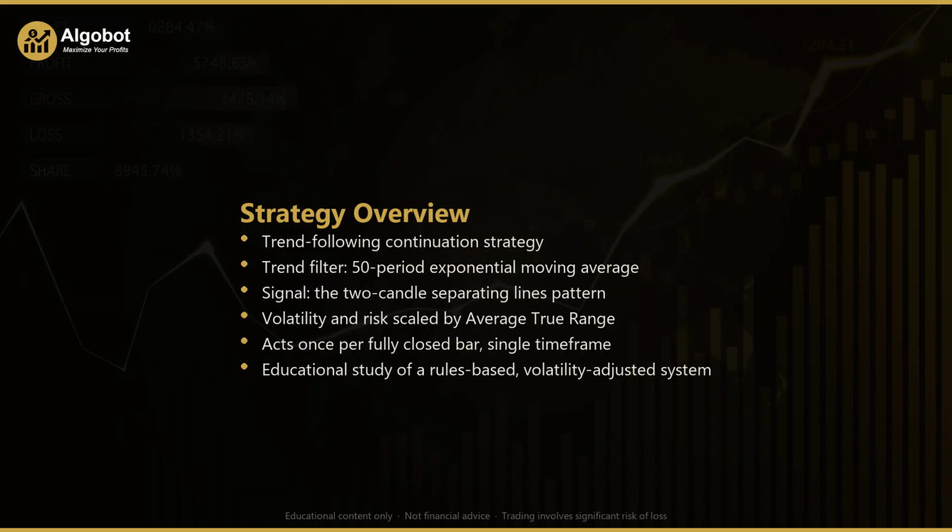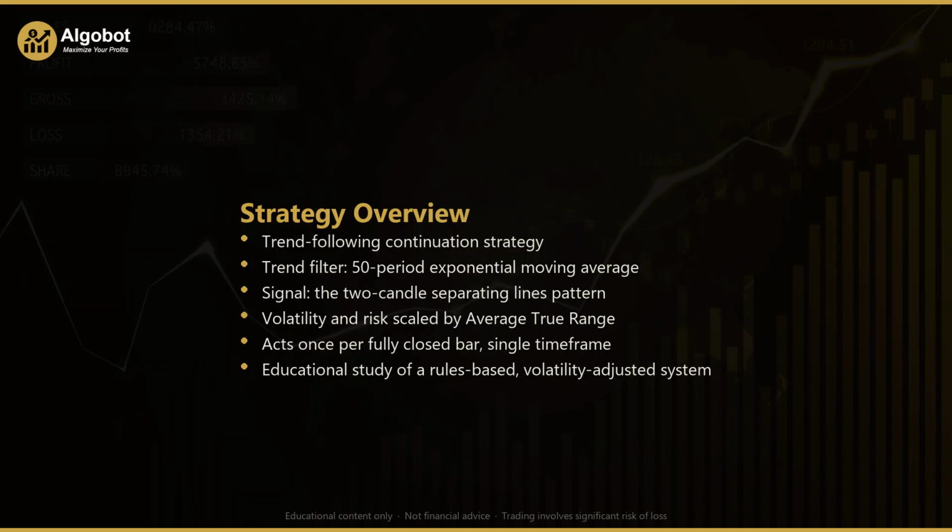Two tools drive the logic. The first is an exponential moving average, by default set to a length of 50. This acts as the trend filter. When the moving average is sloping upward and price is trading above it, the strategy only considers long or buy setups. When the average slopes downward and price sits below it, it only looks for short or sell setups. That directional gate keeps every trade aligned with the prevailing trend.